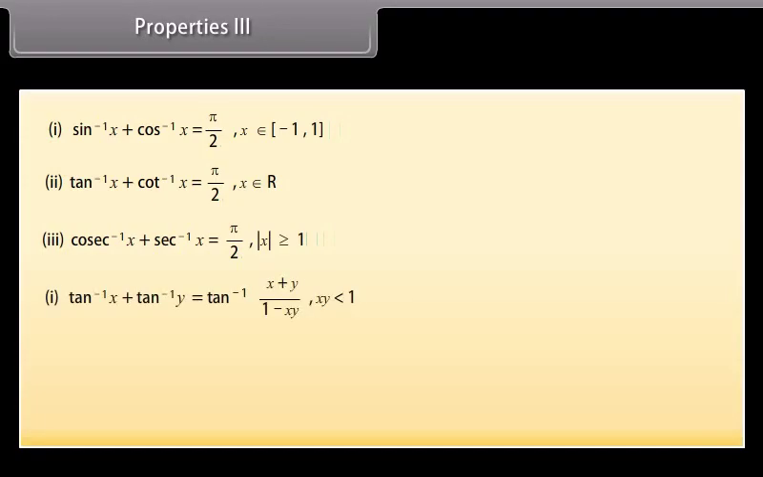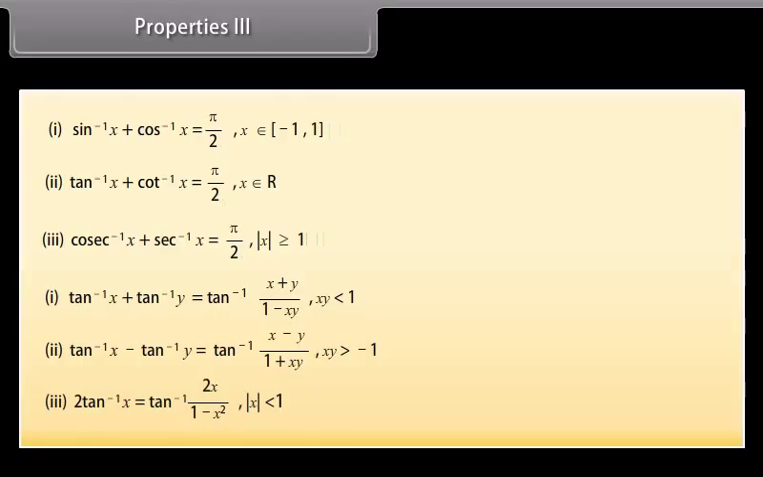Tan inverse x plus tan inverse y is equal to tan inverse of (x plus y) by (1 minus xy), xy is less than 1. Tan inverse x minus tan inverse y is equal to tan inverse of (x minus y) by (1 plus xy), xy is greater than minus 1.